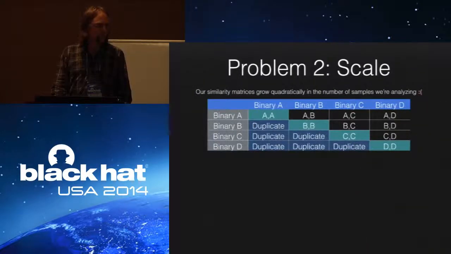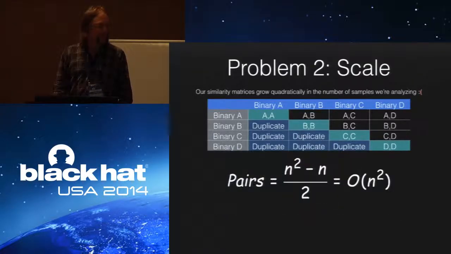And then there's the scalability problem, right? So if you think about how we do code sharing analysis over large malware corpora, we have to fill out a matrix like what we're seeing on this slide. Let's say we have 4 binaries, binary A through binary D. We need to do a comparison between binary A and binary B, binary A and binary C, binary A and binary D, etc. So we need to compare all pairs of malware in order to understand the genetic similarities.